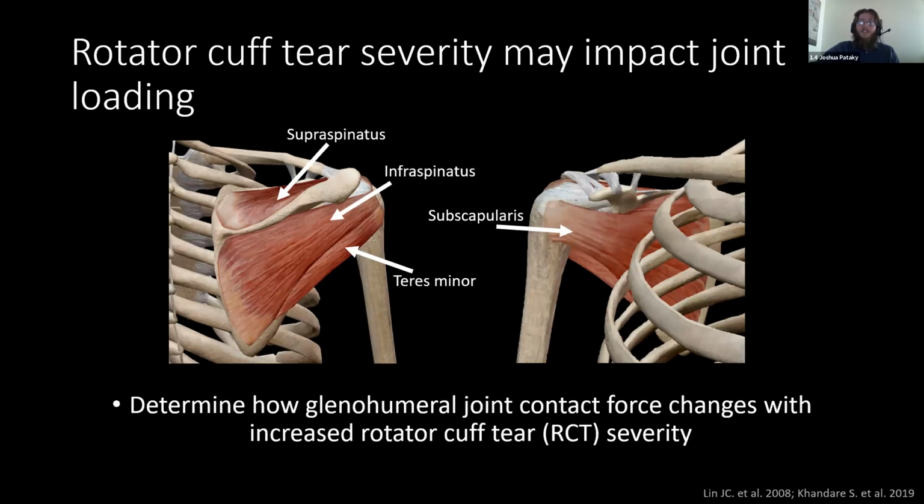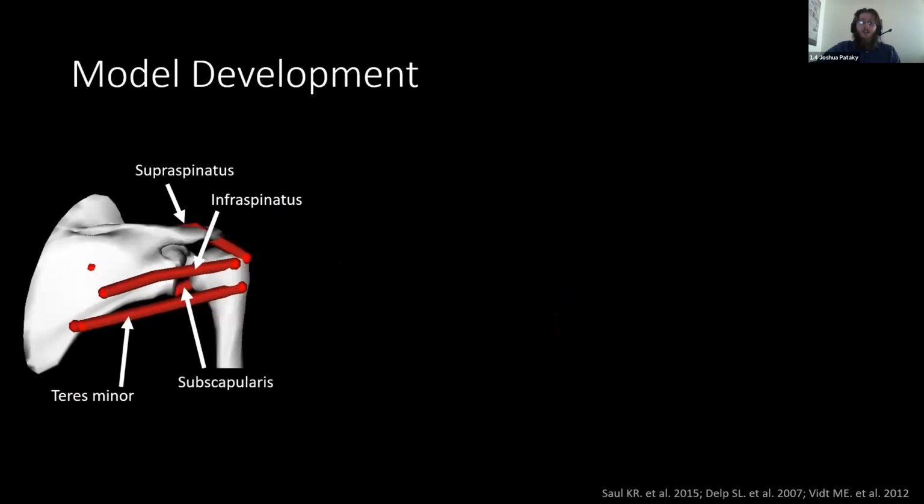Therefore, our objective in the study was to determine how glenohumeral joint contact force changes with increased rotator cuff tear severity during the performance of 3 dynamic tasks. A computational musculoskeletal model of the upper limb was developed in OpenSim to represent mean muscle force generating characteristics of healthy older adult males. The model was then modified to represent 8 different rotator cuff tear severities by systematically reducing the peak isometric force of the supraspinatus, infraspinatus, and subscapularis muscle parts.